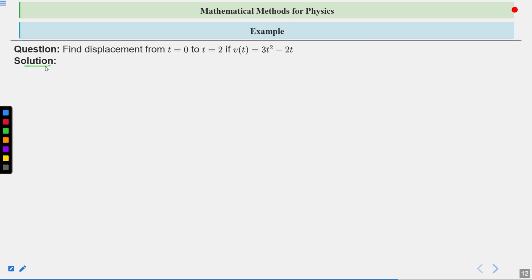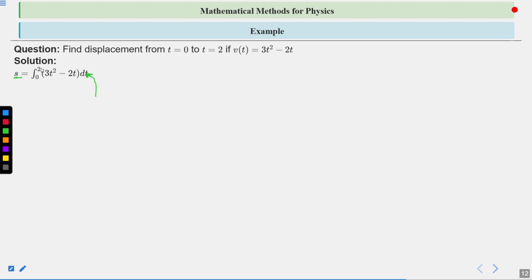Solution. So s is equal to, we know what velocity is. Velocity is the rate of change of position. So it will be ds upon dt. Yes or no? So ds becomes v dt. Now take integration on both sides. So you will get this relation. Clear?